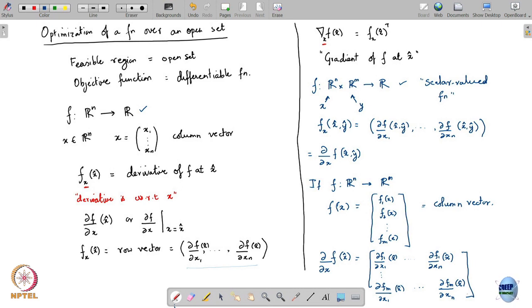There are multiple names for this. You can call this the derivative of f at x hat, that is one of the names. Another name for it is the Jacobian of f at x hat.